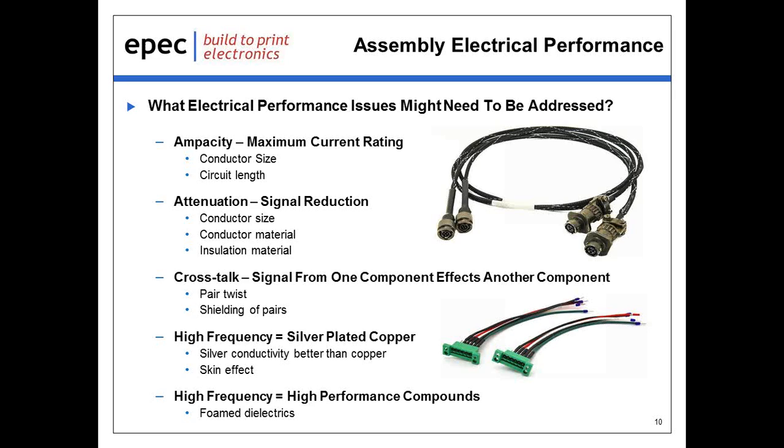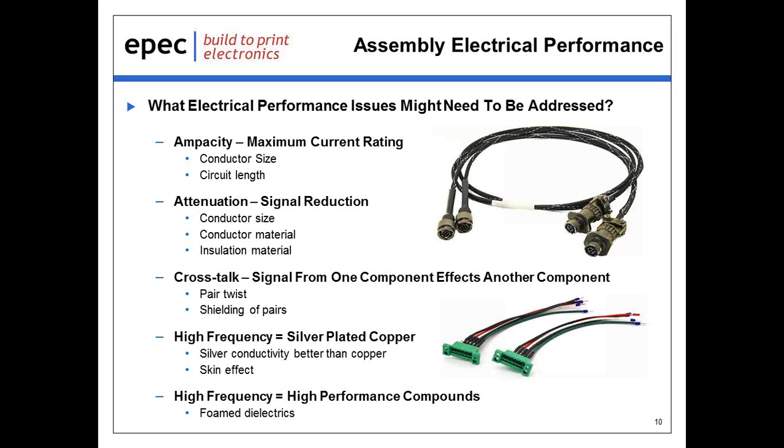Signal loss or attenuation also needs to be considered when we design an assembly if higher frequency signals are going to be transmitted over that assembly. To reduce signal loss, we can look at the size of the conductor in the assembly, what material is used for the base conductor and its plating, and what material is used as an insulator for the conductor. If we change any of those components, we're going to have an impact on how good the electrical performance of that assembly will be.